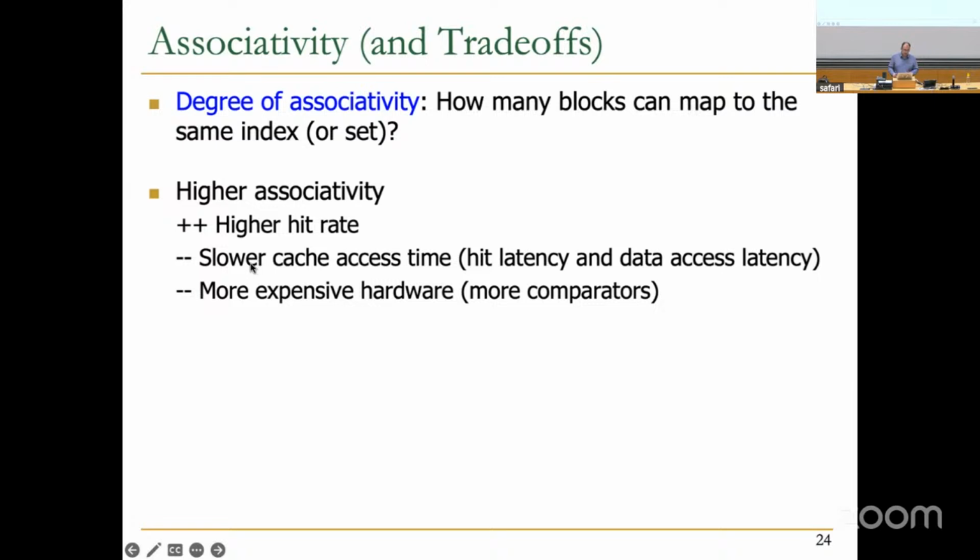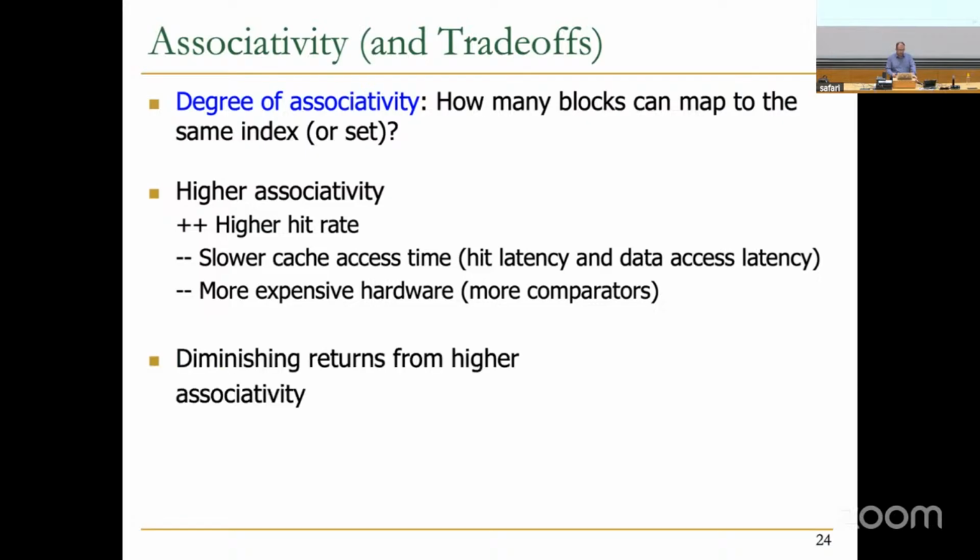But at the same time, it comes at the price of slower cache access time. So hit latency and data access latency are longer. And you need to add more hardware: more expensive hardware, more comparators, more area, more power, and so on. And the problem is that people have shown that the returns diminish from higher associativity. When you go from direct-mapped to 2-way set associative, you see a lot of improvement. From 2-way to 4-way, you still see very good improvement. From 4-way to 8-way, less improvement. From 8-way to 16-way, even less.